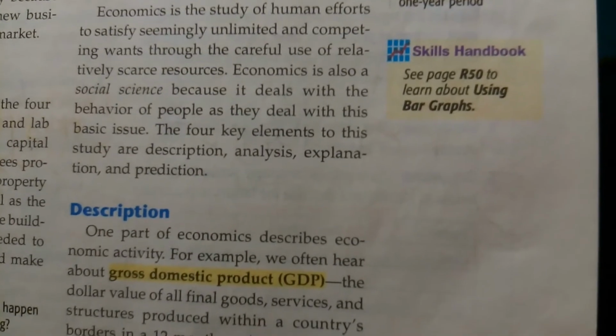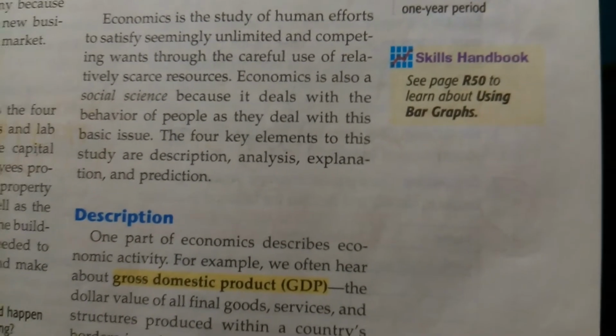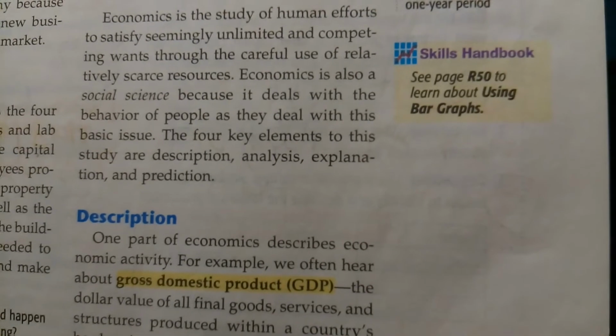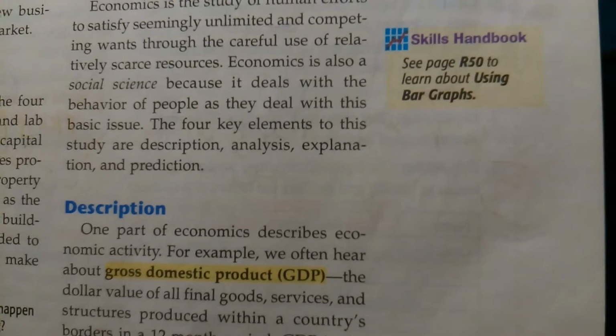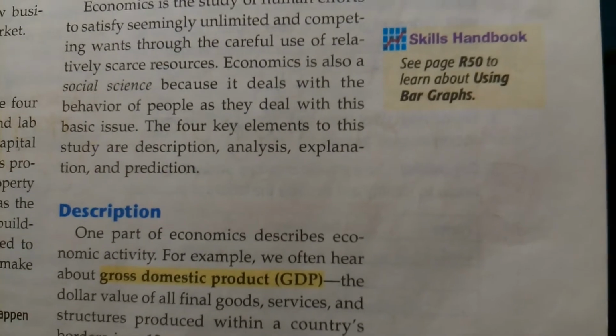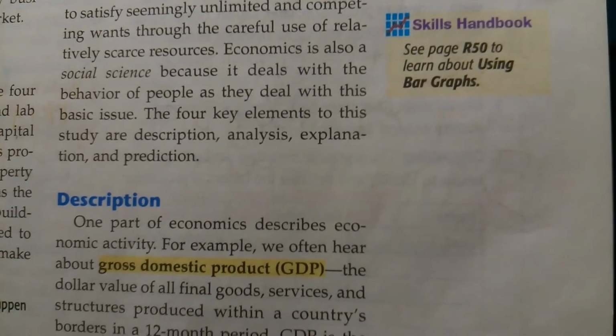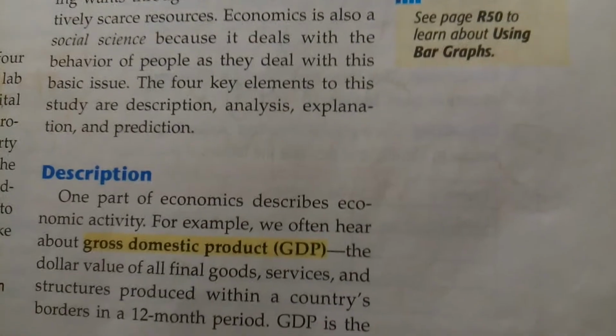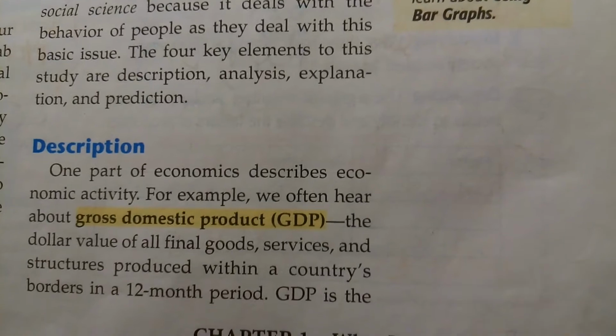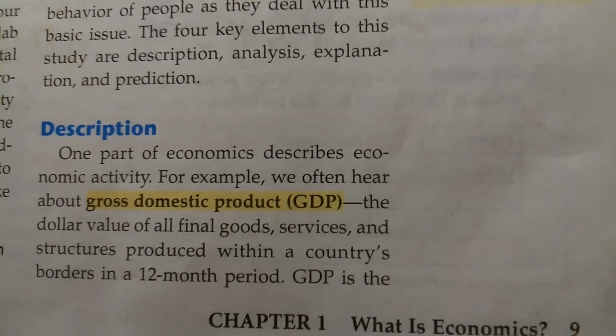Economics is the study of human efforts to satisfy seemingly unlimited and competing wants through careful use of relatively scarce resources. Economics is also a social science because it deals with the behavior of people as they deal with this basic issue. The four key elements to this study are description, analysis, explanation, and prediction.